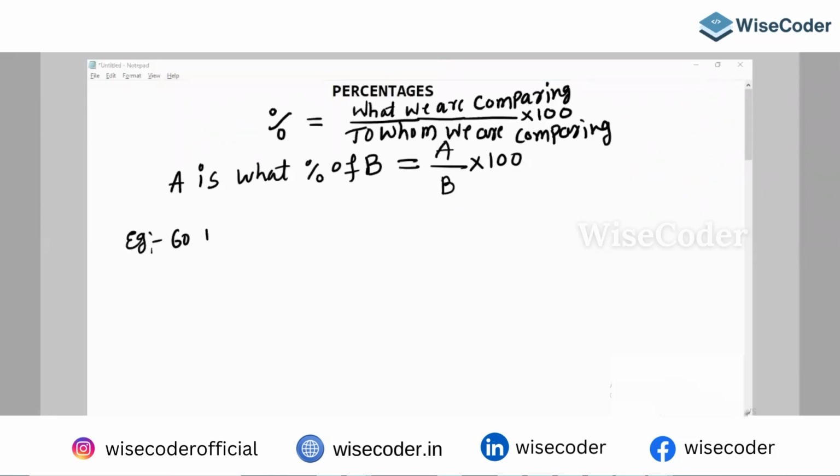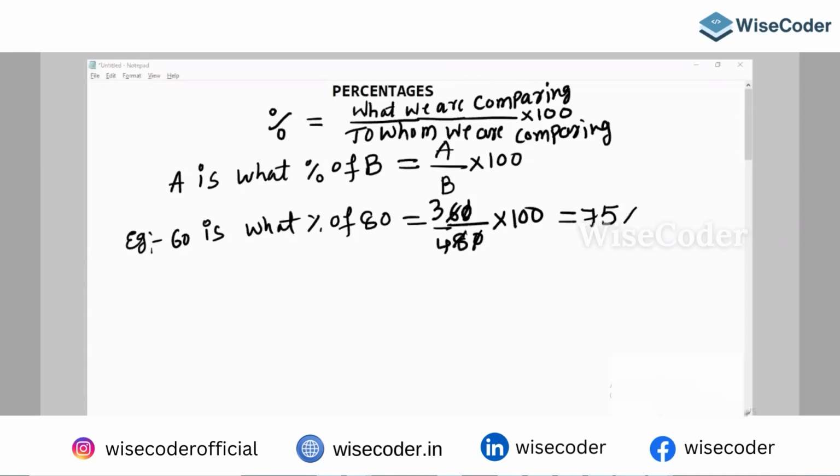60 is what percent of 80? So I am comparing what? 60 with what? 80. So 80 will come in the denominator, into 100. The 0 will get cancelled. 2 3s are 6, 2 4s are 8. So 3 by 4. 3 by 4 is what, guys? 75%. So if you understood this particular concept, your job is done. Okay, next.